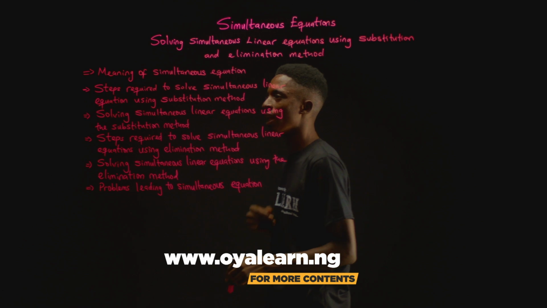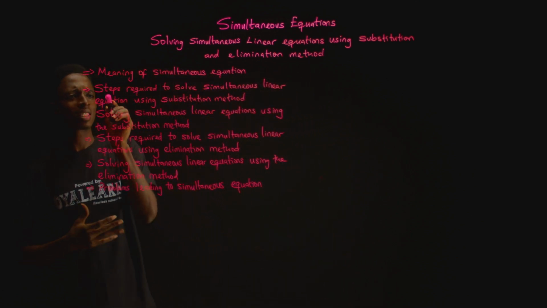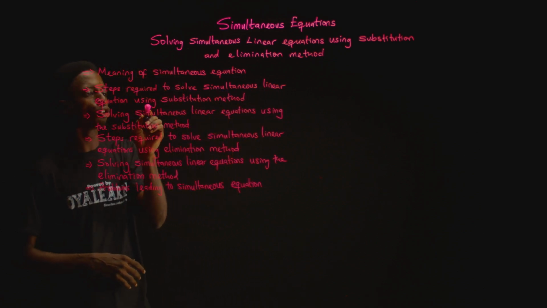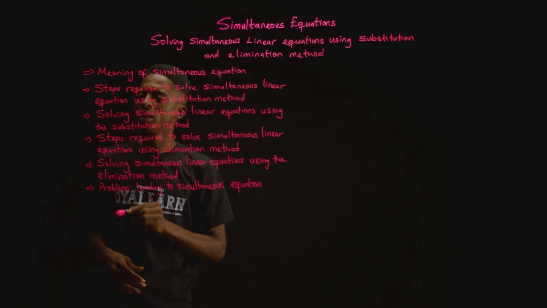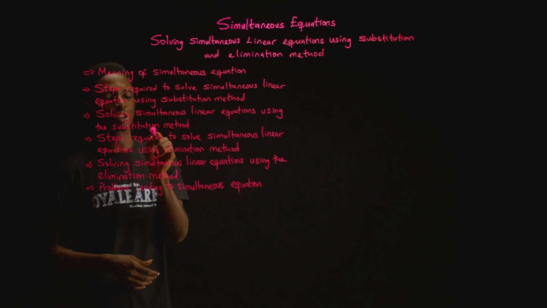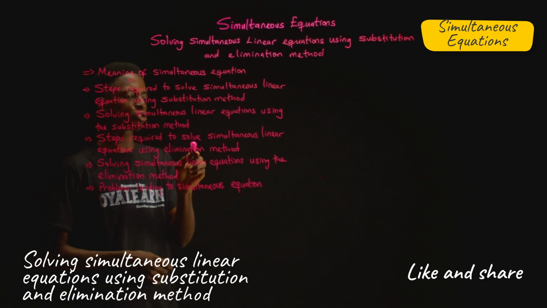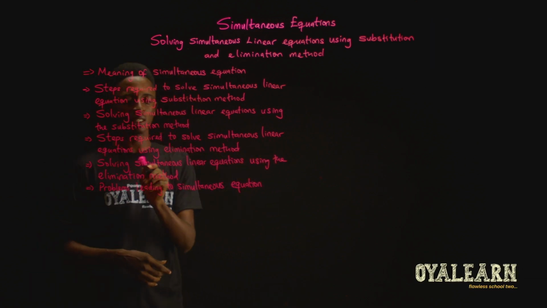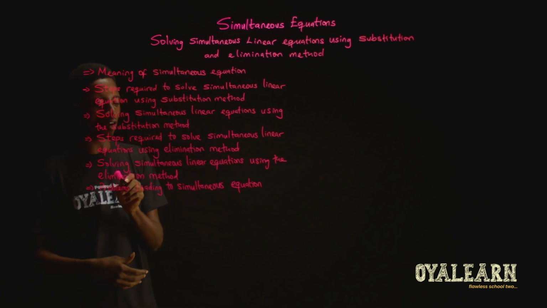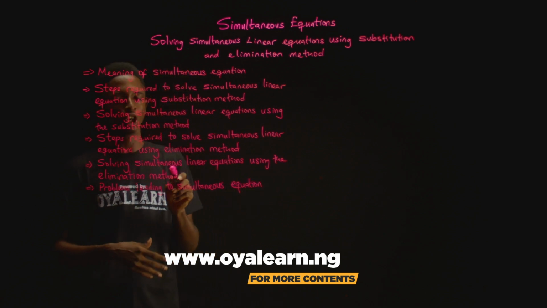In this topic, we would learn the meaning of simultaneous equation, the steps required to solve simultaneous linear equation using the substitution method. Then we'll solve simultaneous linear equation using the substitution method. We'll also learn the steps required to solve simultaneous linear equations using elimination method. And then we practice that in solving simultaneous linear equations using the elimination method.